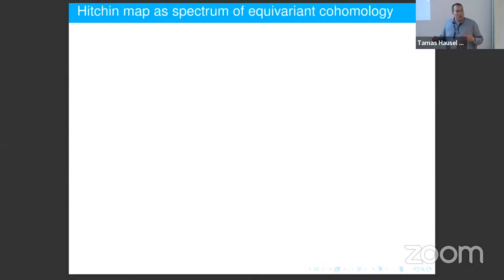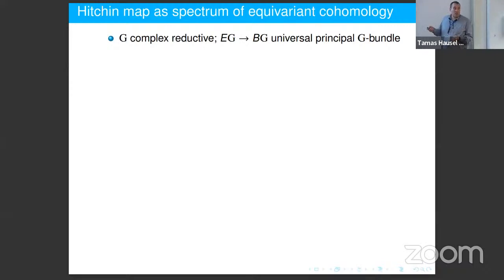And now let me show you how to solve this motivating problem in this particular case by finding a surprising model of the Hitchin system on this upward flow as the spectrum of equivariant cohomology. So for this, let me quickly recall basics about equivariant cohomology. So G is a complex reductive group. We will consider the universal principal G bundle, where the total space will be contractible. The base space is what we call the classifying space. And we will take its cohomology with complex coefficients to be our cohomology ring, a base ring.